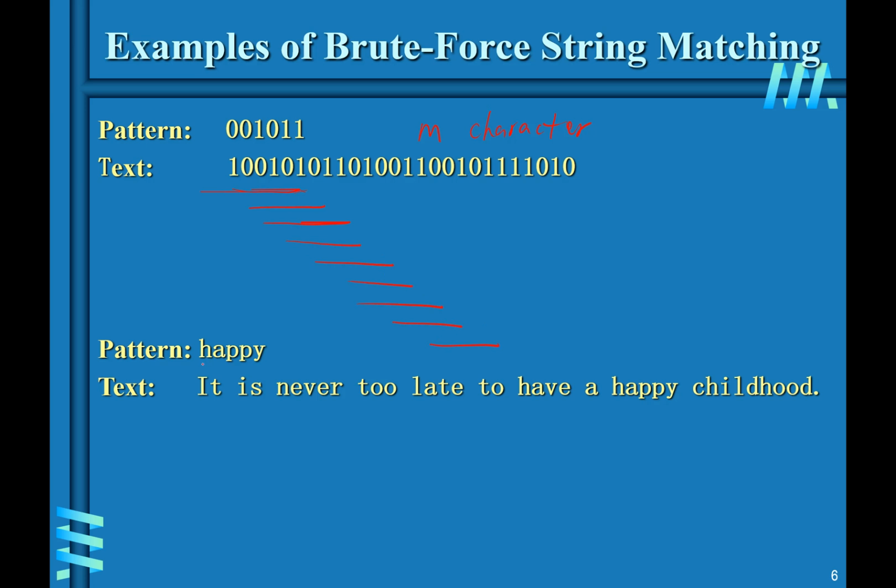For example, here the pattern is happy, and we want to find happy in the text words. In such a case, you have 5 characters, and we scan 5 characters from location 0 to location 1 to location 2, and here we find the first sequence of characters that is the same as the pattern.